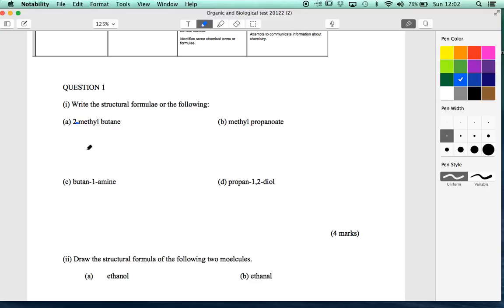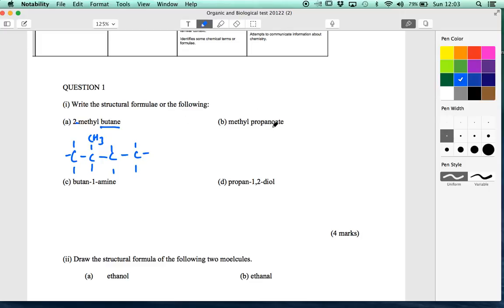So 2-methylbutane, obviously your longest carbon chain is butane. So put those in there, and on the second carbon chain you put your methyl. Now in a normal test you'd make sure there are H's at the end, but just to make this a bit quicker, I'm not going to put the H's on. So really simple one, year 11, should have got it easy.